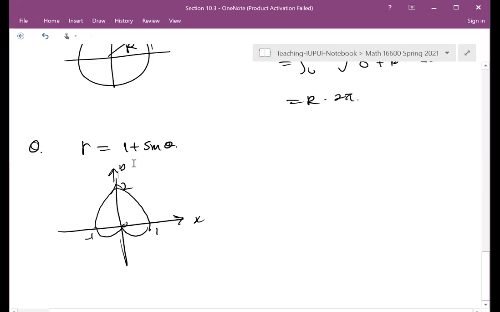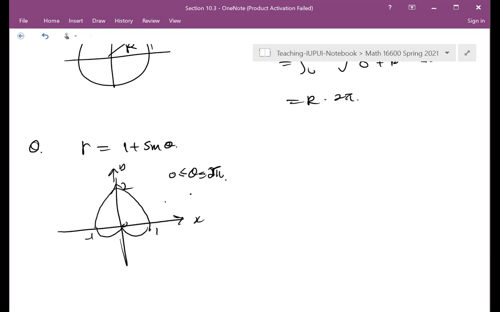I'm very curious about two things. One is, what is the area? Second, what is the perimeter of this closed curve? Theta is between 0 and 2 pi, so I get a closed curve. Well, maybe we can evaluate.